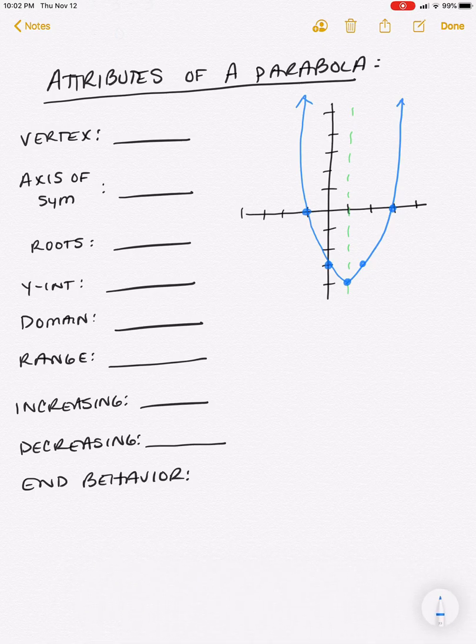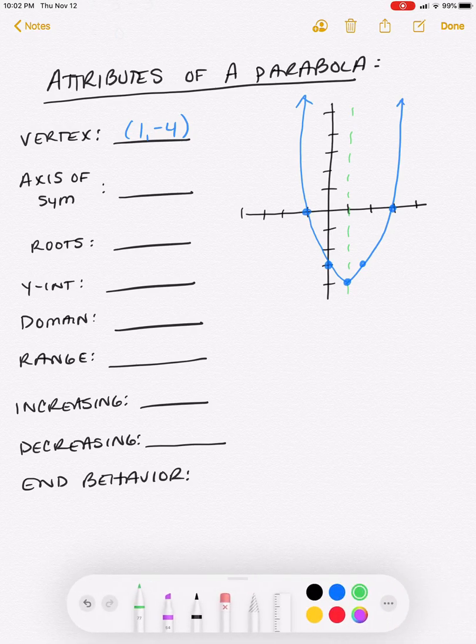So we've already located the vertex. We know that the vertex is (1, -4). We always write the vertex as an ordered pair. Your axis of symmetry is this green line right here. It's a vertical line. And so when we locate the axis of symmetry, we want to make sure that we write it as a vertical line and we write x equals 1. You will lose credit if you just put 1 on the blank. It's got to be written as a vertical line.